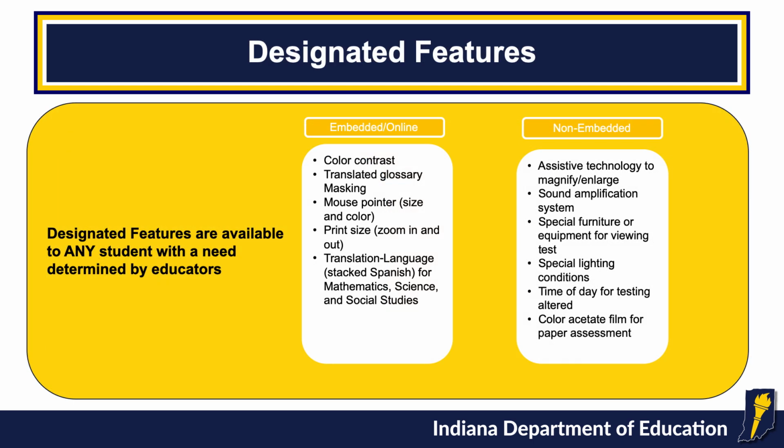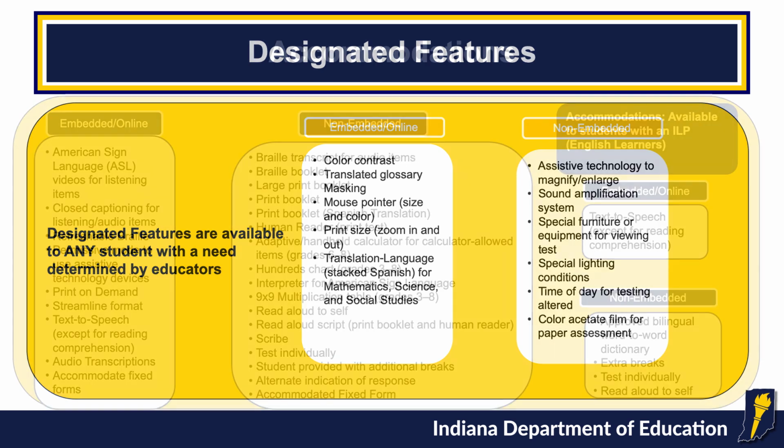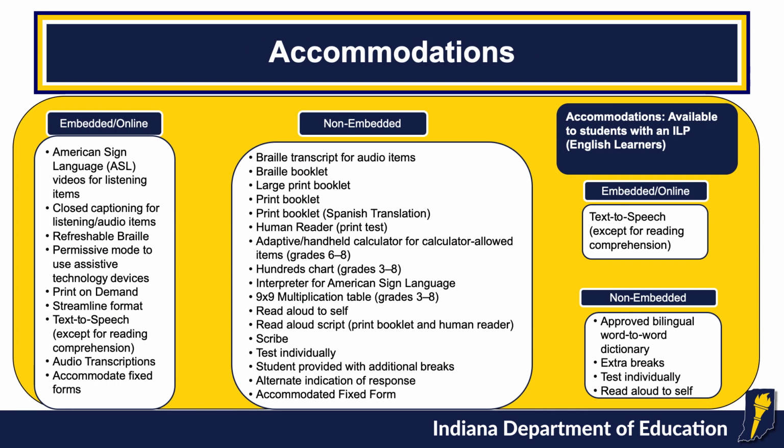Designated features are available to any student where a need has been determined. These supports do not require a special plan of any kind. An accommodation is a change in the standardized testing materials or procedures that enables students with disabilities, English learners, or English learners with disabilities to participate in an assessment in a way that measures abilities. An accommodation does not change the construct being measured, but may only be provided to students with an IEP, 504 plan, CSEP, or SP that indicates the need for that accommodation.